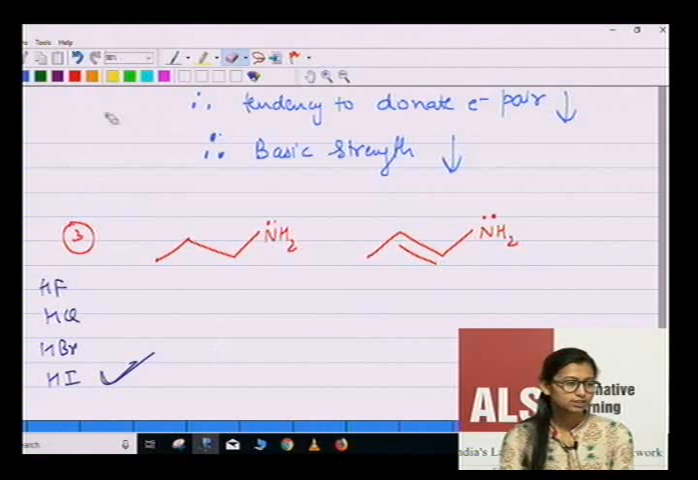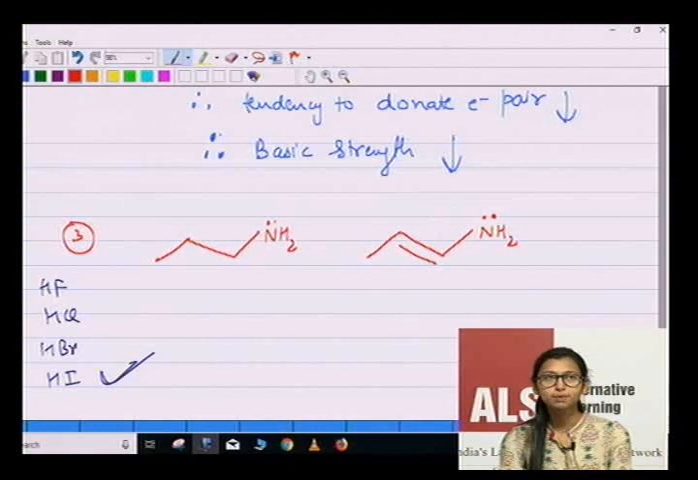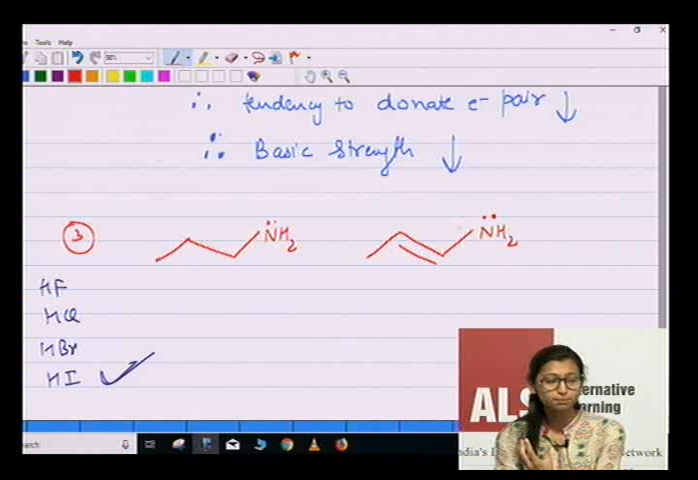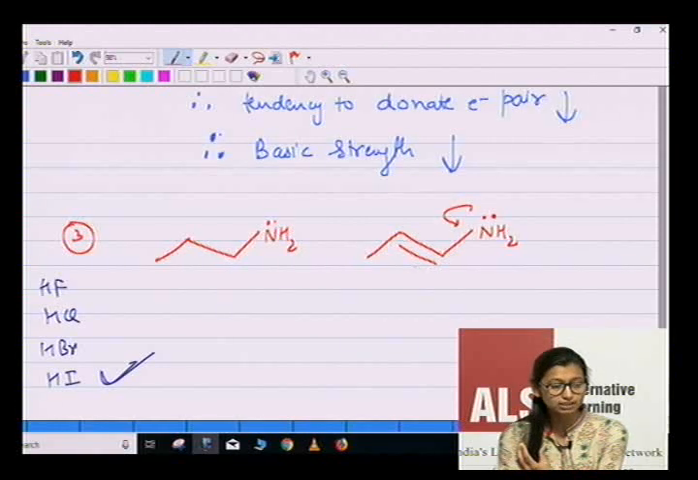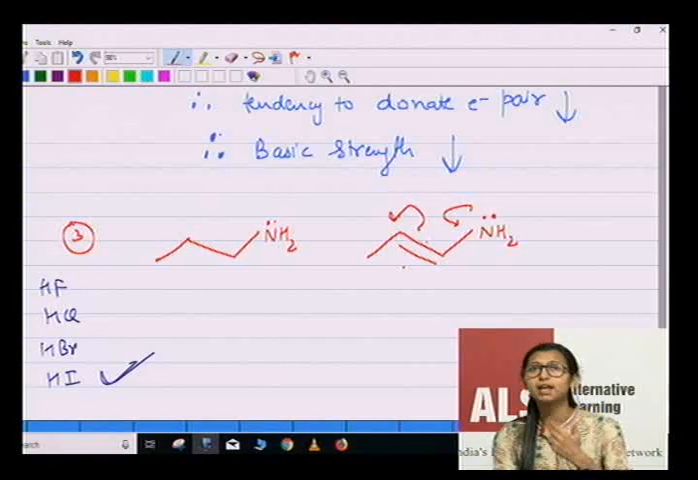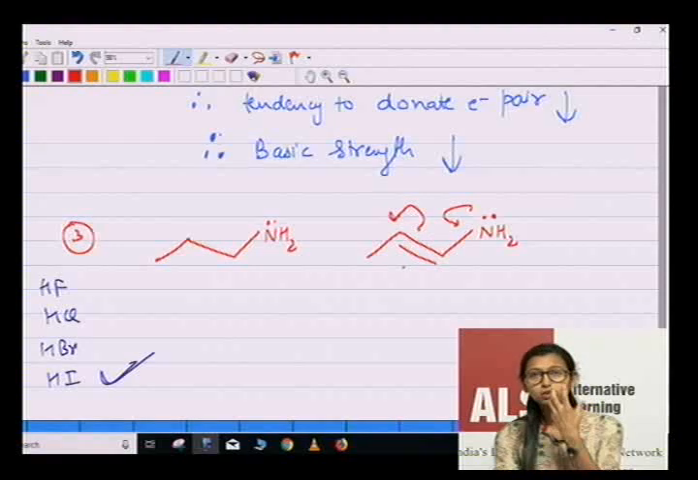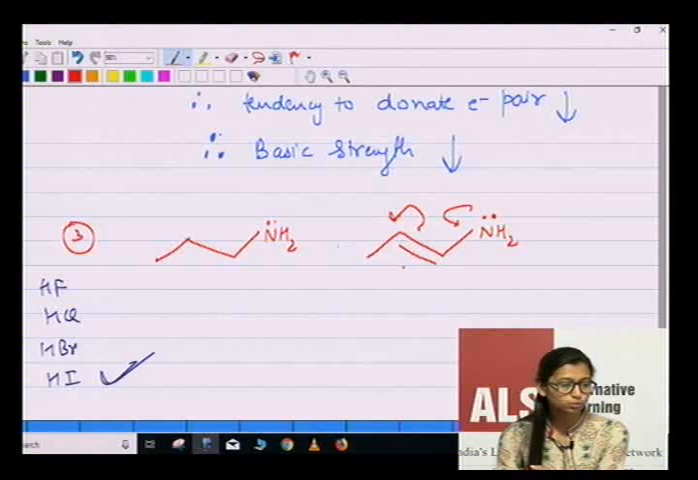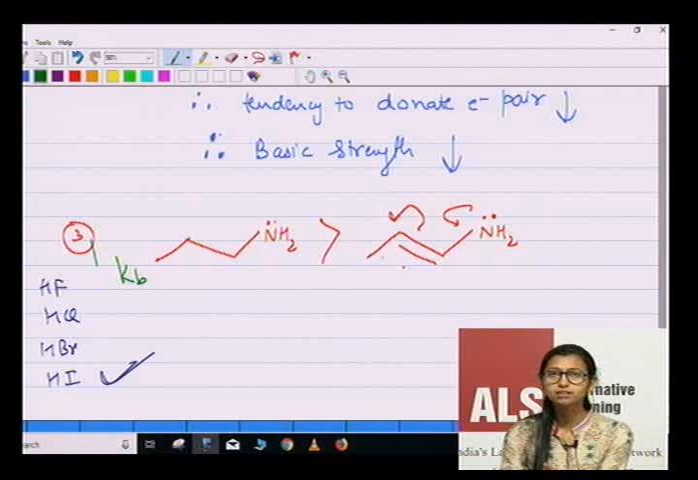Good. So what will happen here? See, this is the electron pair, this is the double bonded system. You know, both of them have the lone pair, but this lone pair is participating in the resonance. So if they are engaged into the resonance, will they act as a base? Definitely not. Because they don't have the lone pair completely over themselves, right? So which will be the good base? This is the basic strength, Kb order. Everyone, I hope you got it.